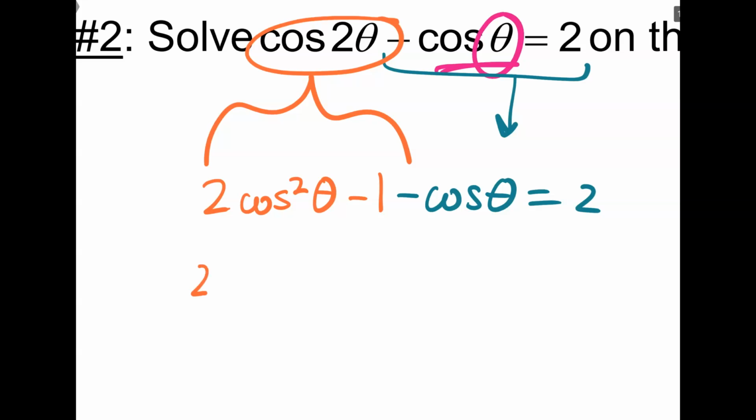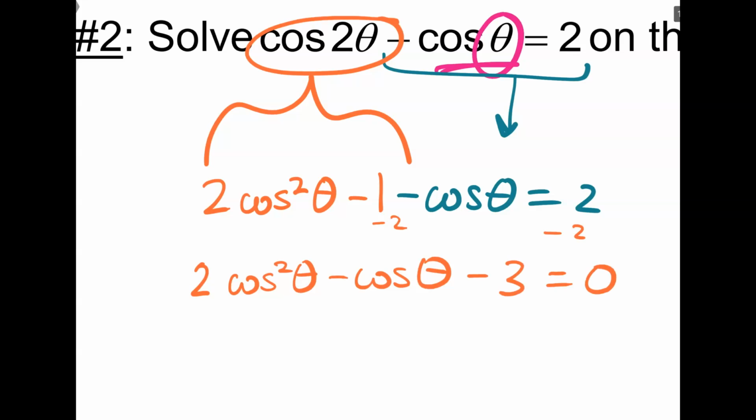Okay, so I'm going to rewrite this and have it in the order of ax squared plus bx plus c, the normal quadratic equation way. So minus cosine theta. I need to subtract 2 on both sides, so I have it equal to 0. So this is minus 3. I'll pause here. If you have questions, if you're lost, right now is the time to ask questions. If you don't understand how we got here, here's your open opportunity.